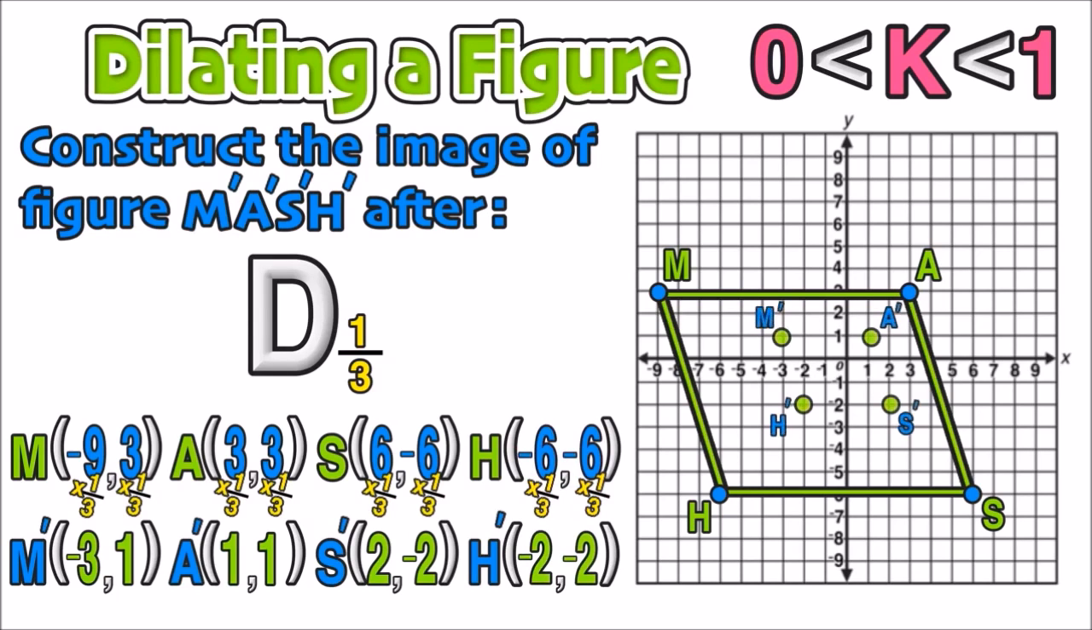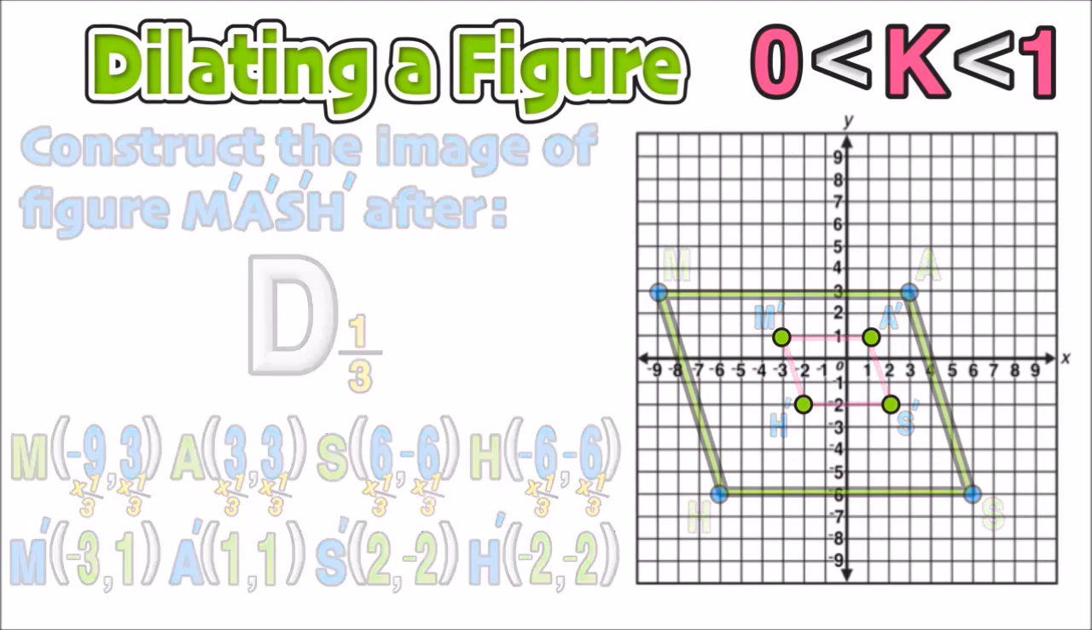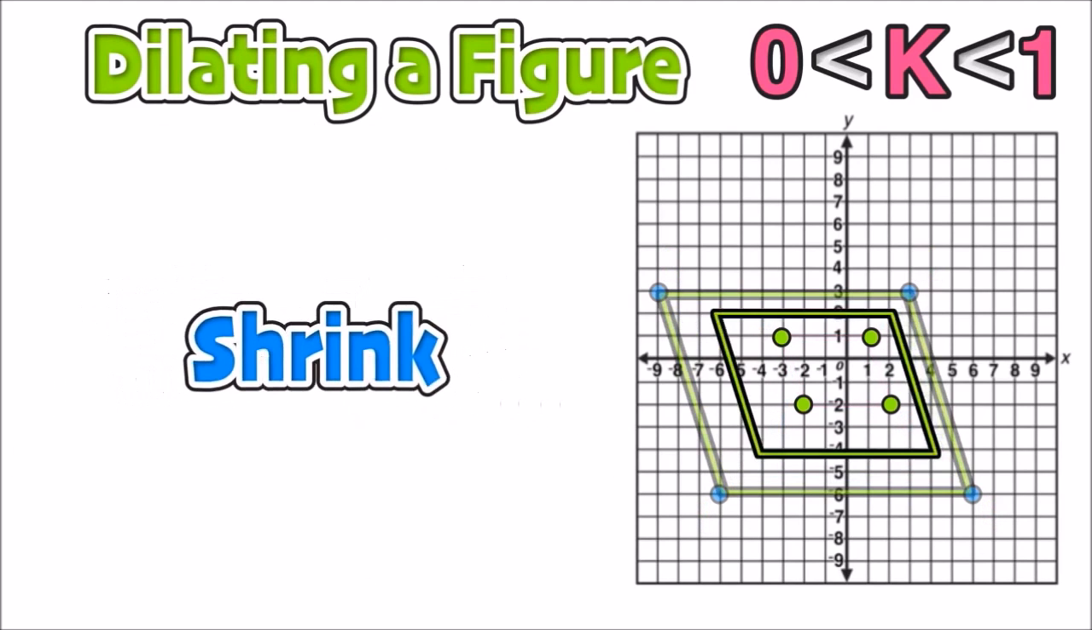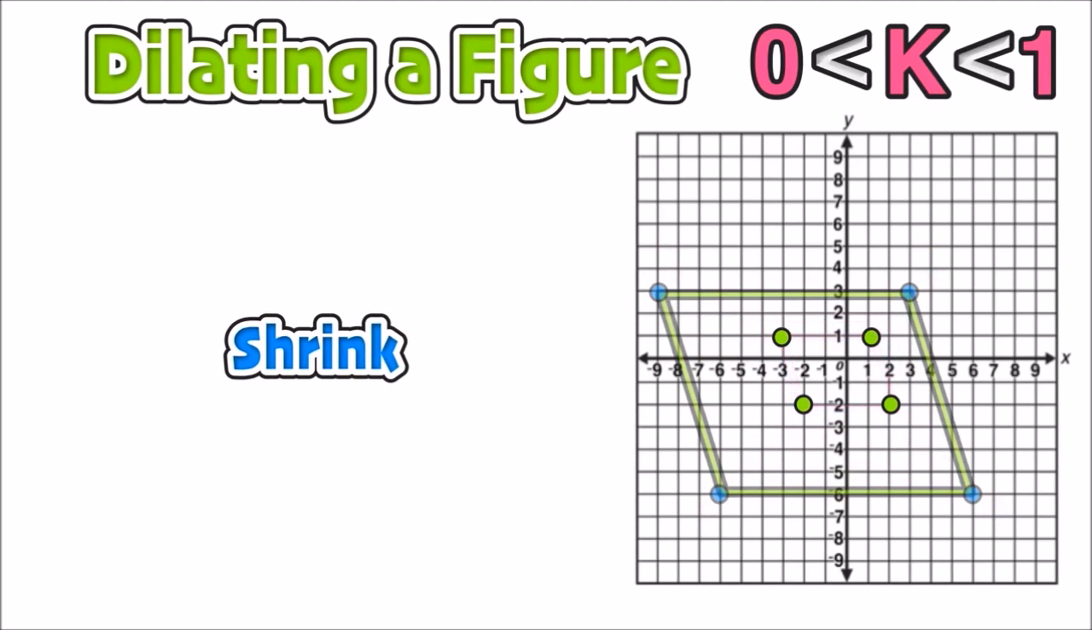We can now plot those new points and construct M prime, A prime, S prime, H prime, the image of the original figure after the dilation. So now we can better understand that when the scale factor k is greater than 0 but less than 1, the image is shrunk down to a smaller size.